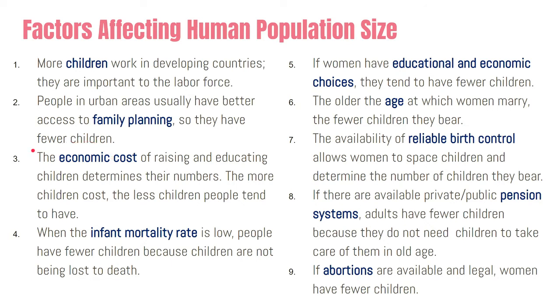And those who live in rural areas, those who live at the far reaches of the nation, or those who are far from the cities, they tend to have more children because they do not have good access to family planning methods. Then, number three, the economic cost of raising and educating children determine their numbers.